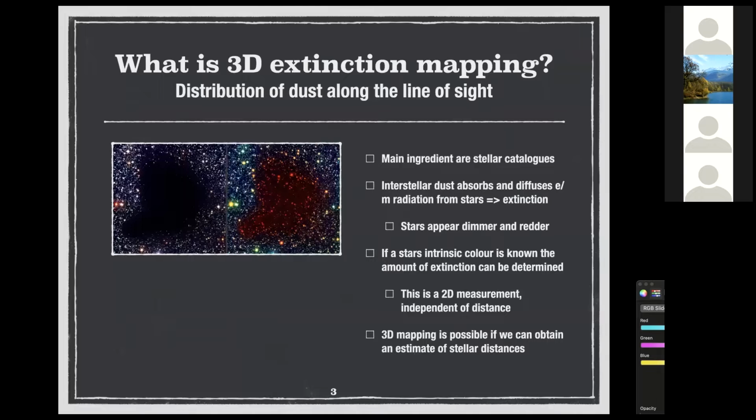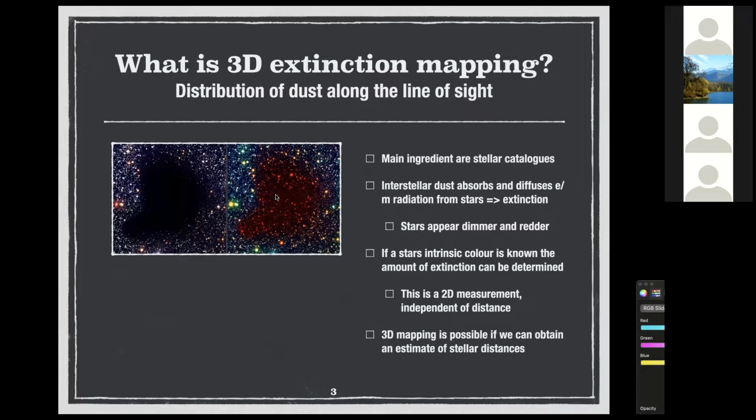Okay. So the main ingredient in 3D extinction mapping is stellar catalogs. We need stars because we're interested in extinction, which, as you all know, I think, will absorb and diffuse electromagnetic radiation coming from the stars. So in the optical, here on the left, the visible, you see it's all dark. Its wavelength dependency means that in the infrared, we can see through these clouds. But any stars that are affected by extinction will be dimmer and redder. So if we know the intrinsic color of a star, we can get its extinction.